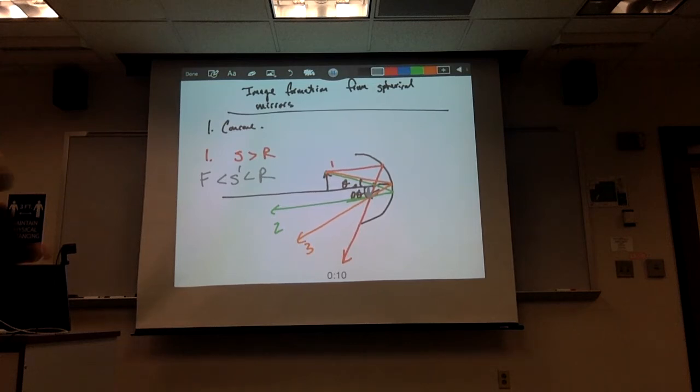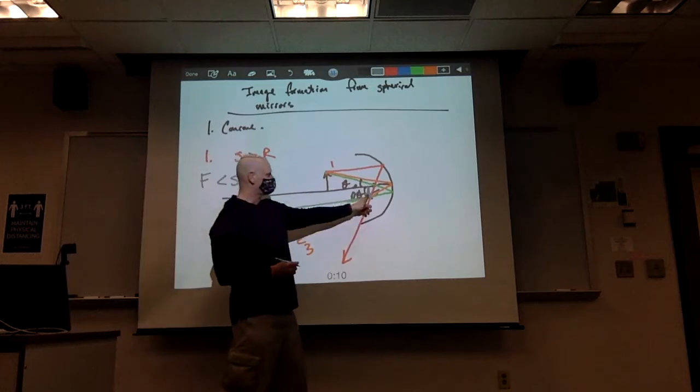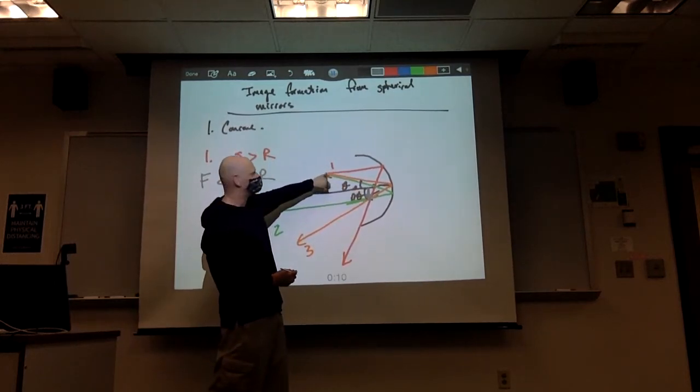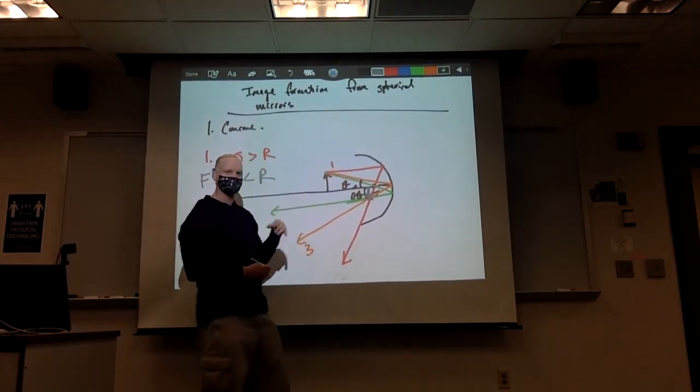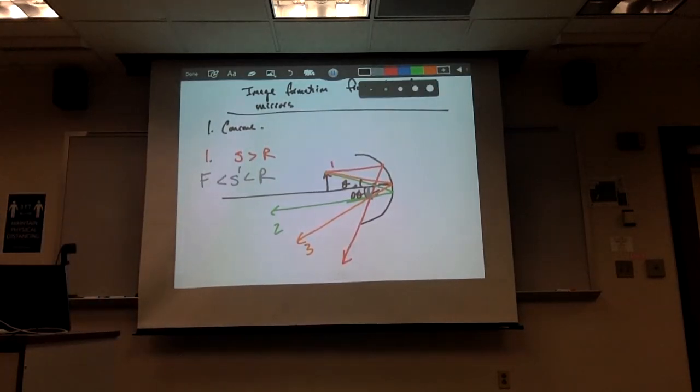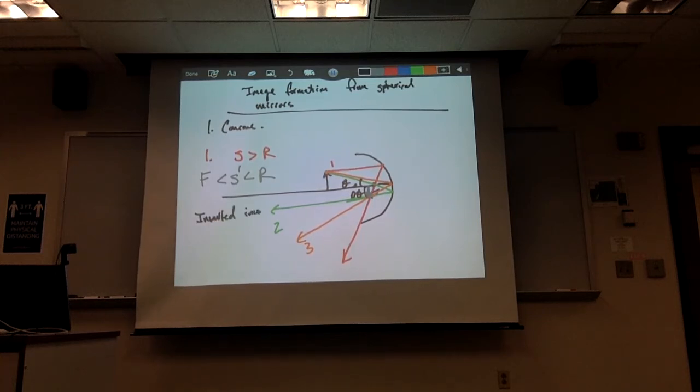The other thing we can see here is that this image is inverted, meaning that it is not upright. In this case, it is in the opposite direction to the orientation of the actual object itself. So this is going to give us an inverted image. And the last thing we can tell is that this is going to give us a real image.